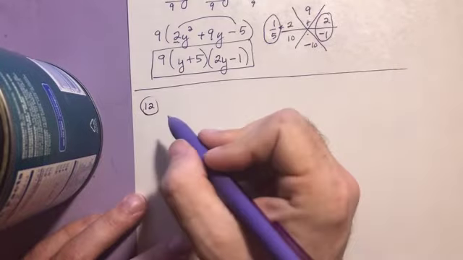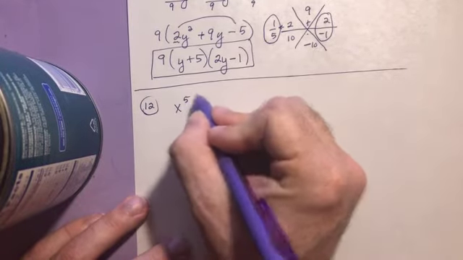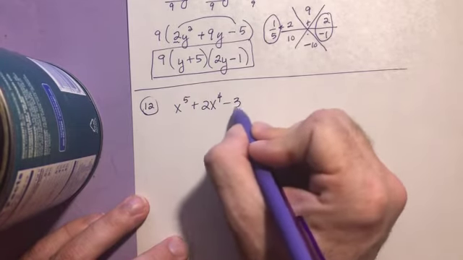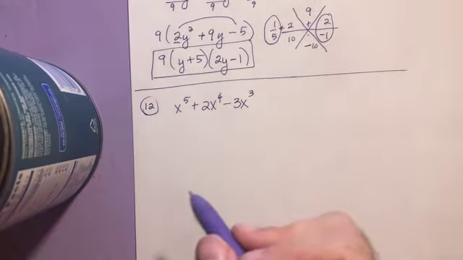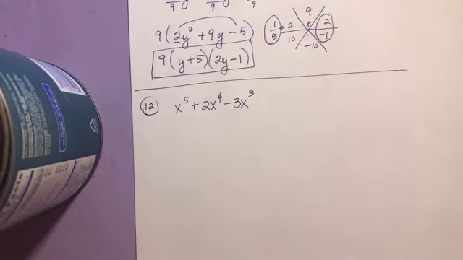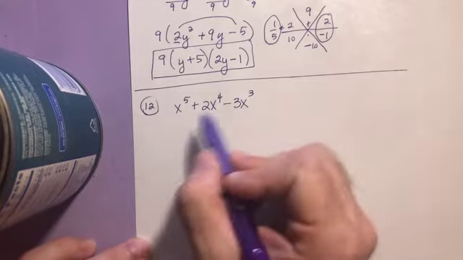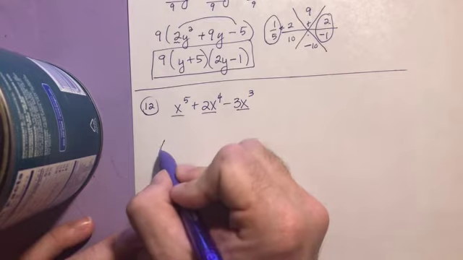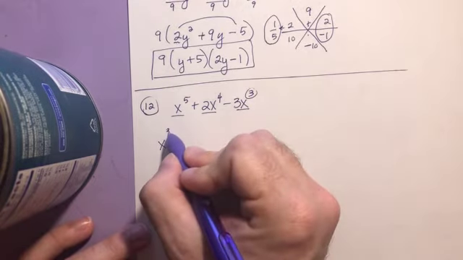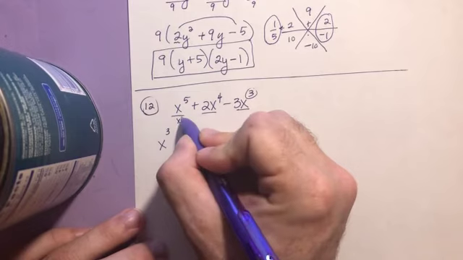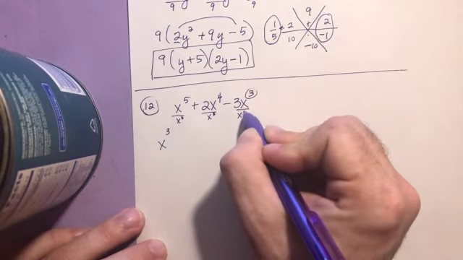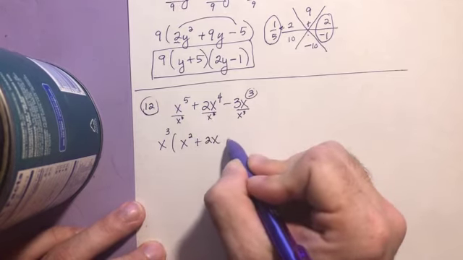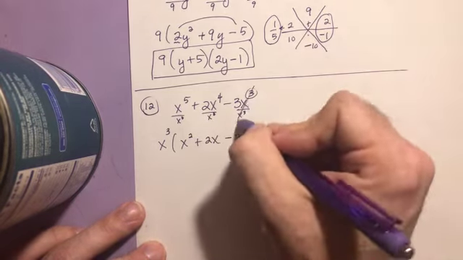Last one. We have x to the 5th plus 2x to the 4th minus 3x to the 3rd. Like the number 6 problem, we have this x that they all have in common. So we have to factor out the GCF, which is an x, the one with the smallest power, x cubed. If we divide x cubed out of all of these, we'll be left with x squared plus 2x minus 3.